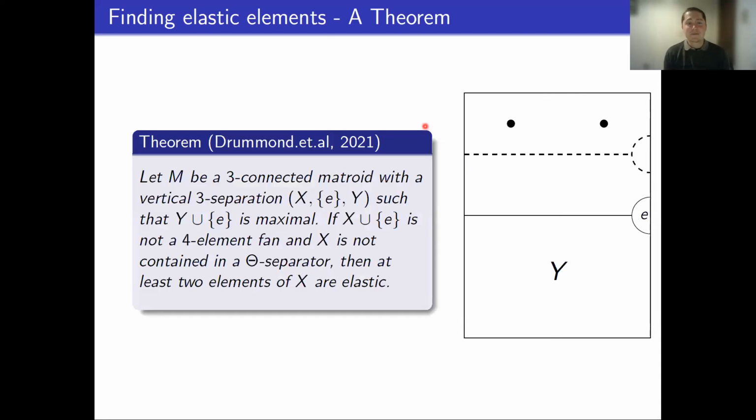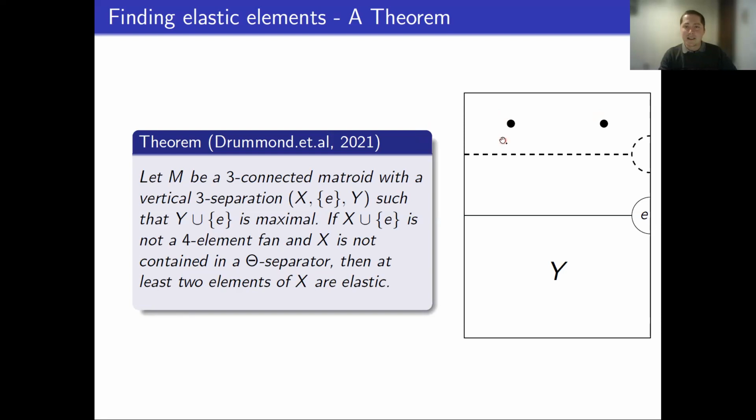If M is a 3-connected matroid with a vertical 3-separation such that Y union E is maximal, and X union E, the non-maximal side, is not a 4-element fan, and X is not contained in a theta separator, then at least 2 elements of X are elastic. So they are hiding up here.